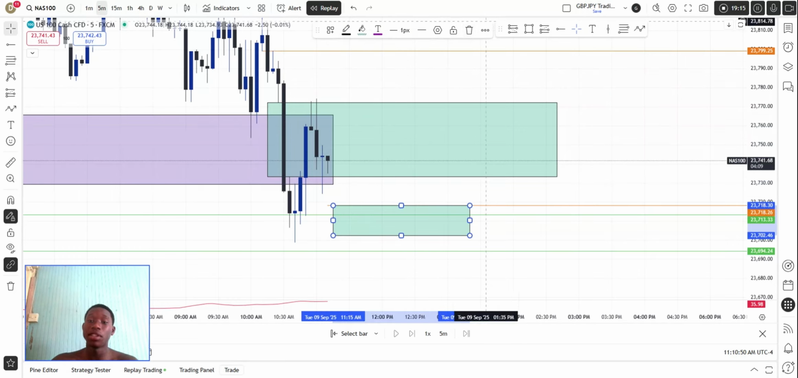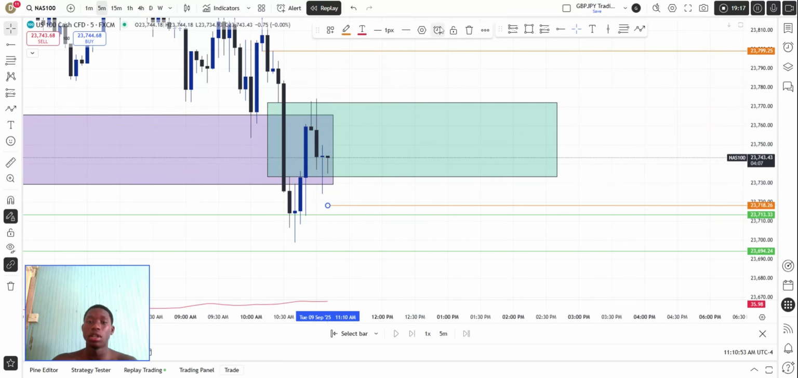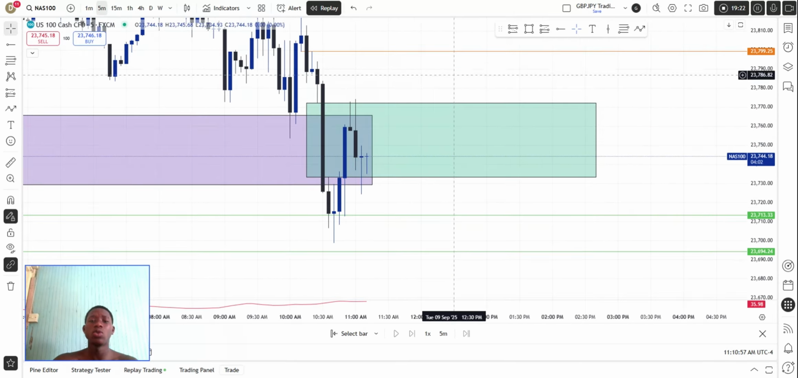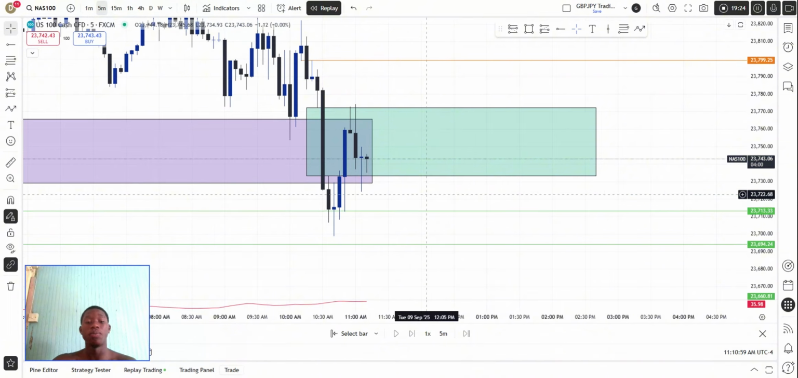We have until 12 to actually take a trade, and something in my mind is telling me something is going to play out. So let's see what price does.